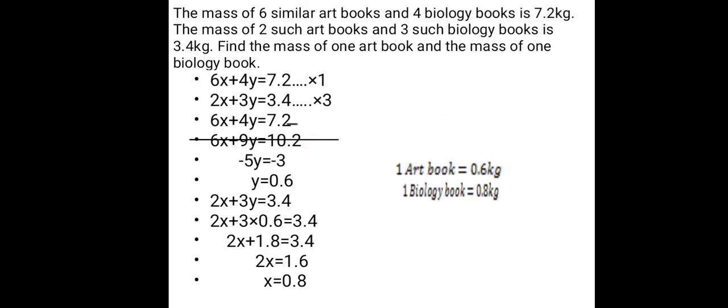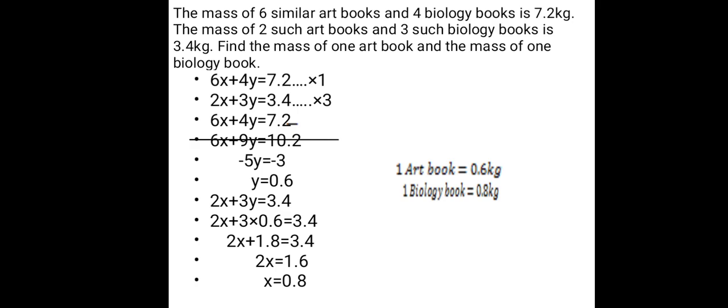The mass of 6 similar art books and 4 biology books is 7.2 kilograms. The mass of 2 such art books and 3 such biology books is 3.4 kilograms. Find the mass of 1 art book and the mass of 1 biology book. Now, let's assume the mass of an art book is x and that of a biology book is y.